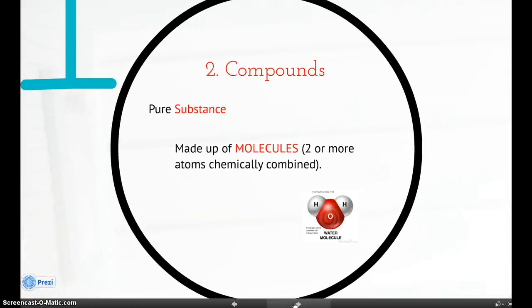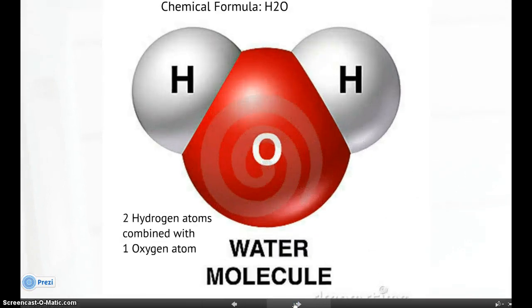Compounds are pure substances as well, and they are made up of molecules. And molecules are similar to atoms in that atoms are the smallest part of an element. Molecules are the smallest part of a compound. And this is where two or more atoms are chemically combined. An example is our water molecule. We have two hydrogens that are combined to one oxygen. And this chemical formula would be H2O.